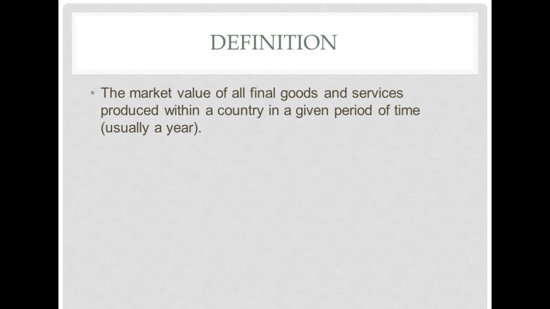Okay, so the definition is the market value of all final goods and services produced within a country in a given period of time, and usually that period of time is a year. Now, if you look at all of those words, each of those things, the value of all final goods and services produced within a country in a year, all of those things are critical to understanding exactly what we mean when we say the GDP. The short version is, it's the total value of all the stuff we made in the country in 1 year.